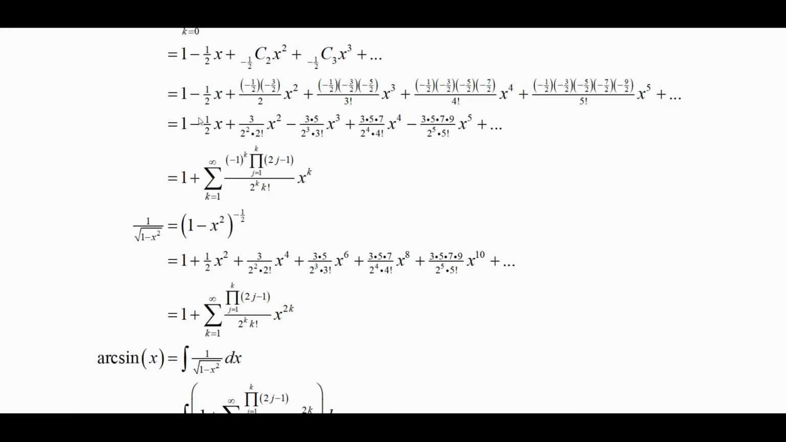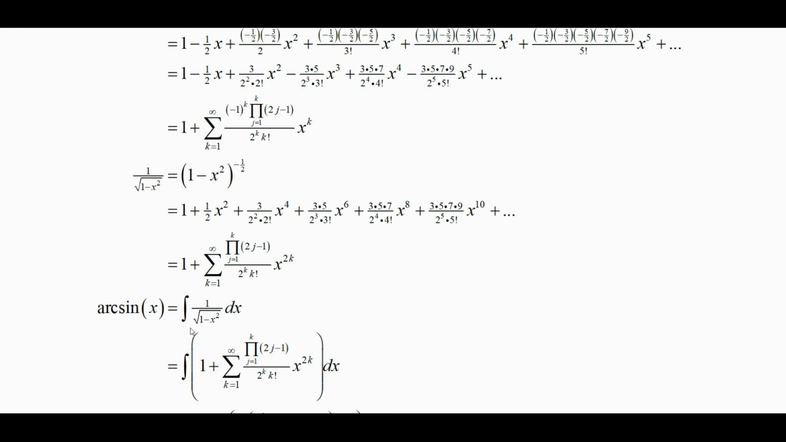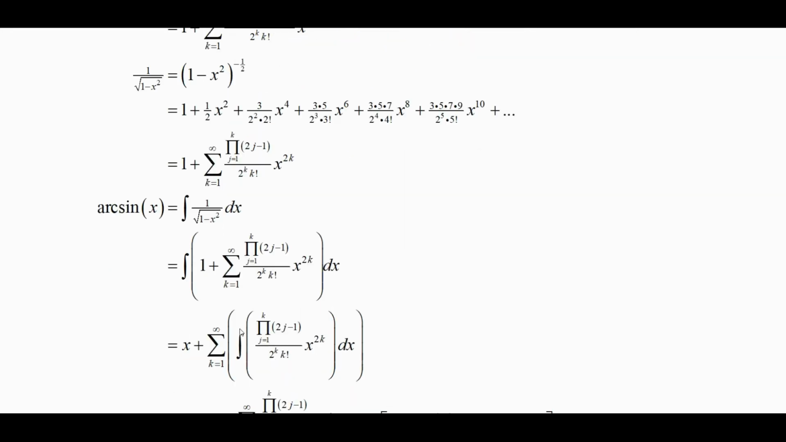Okay, so now it looks like the same thing we had up here, but only with positive terms, and now the powers are going up by 2. So even power terms. All right, so that's the series for that. Now that is the derivative of arc sine, so the arc sine is going to be an antiderivative of that. So the antiderivative of this 1 over square root of 1 minus x squared is the antiderivative of this series.